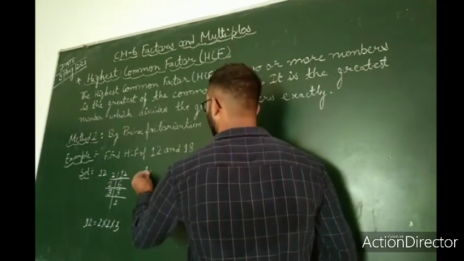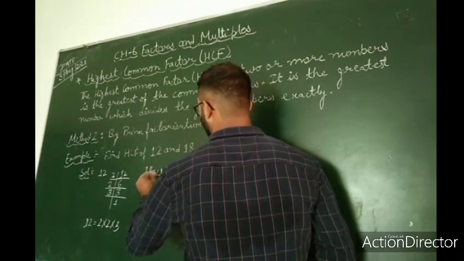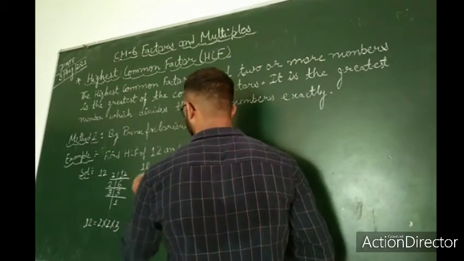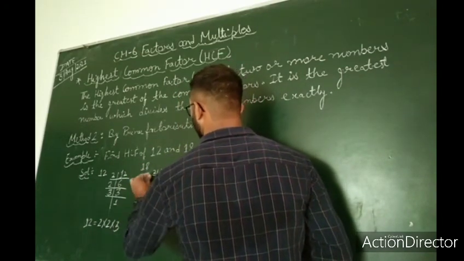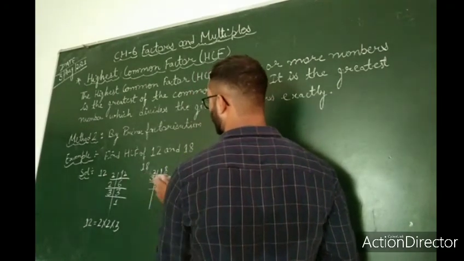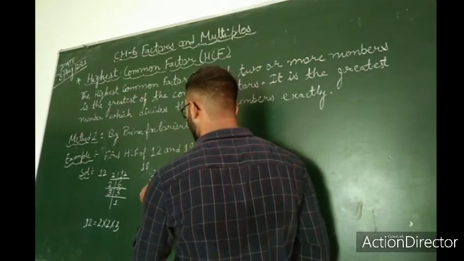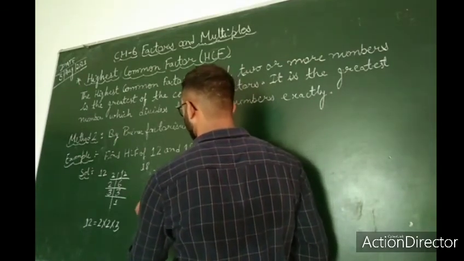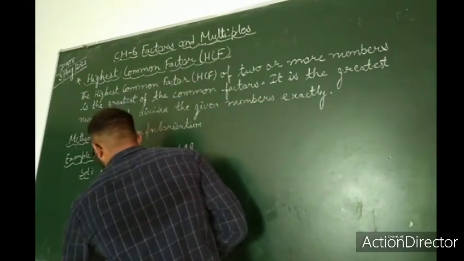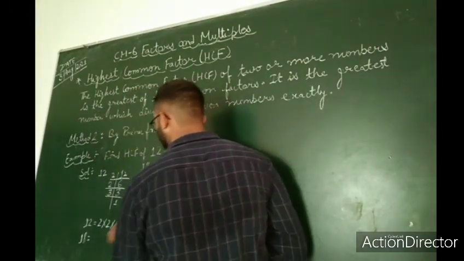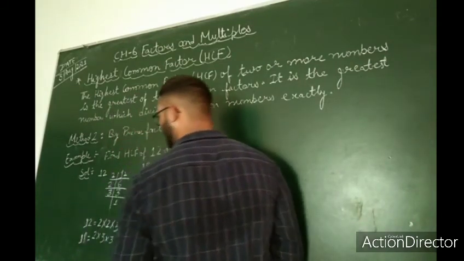Now here we find the prime factors of 18. We start with 2, 2 nines are 18, then 9. Divide this 9 by 3, because 9 is not divisible by 2. 3 threes are 9 and 3 ones are 3, right? So we write the prime factors of 18: 2 multiplied by 3 multiplied by 3.